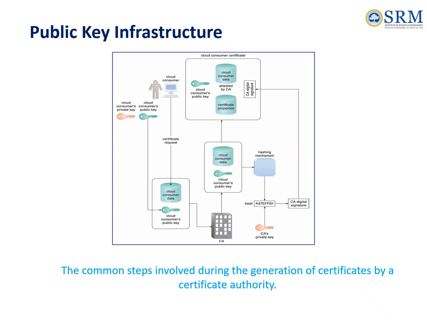Finally, the CA creates the digital certificate by combining the cloud consumer's public key, the cloud consumer information, certificate properties such as validity period, and the CA digital signature. This completed certificate is then issued back to the cloud consumer. Now, any user receiving the certificate can verify the identity of the cloud consumer and the authenticity of the public key because the certificate is signed by the trusted certificate authority.